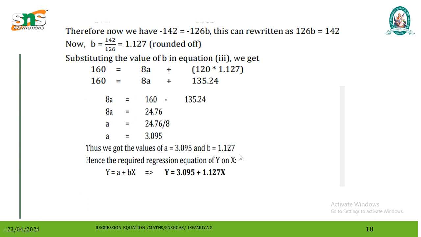So now next we are going to find the regression equation of y on x, that is, we are going to substitute both the a and b values in the equation y is equal to a plus bx. By substituting the values of a and b, I get the equation 3.095 plus 1.127x. So now we found the two equations, that is the regression equation of x on y as well as the regression equation of y on x. Thank you.